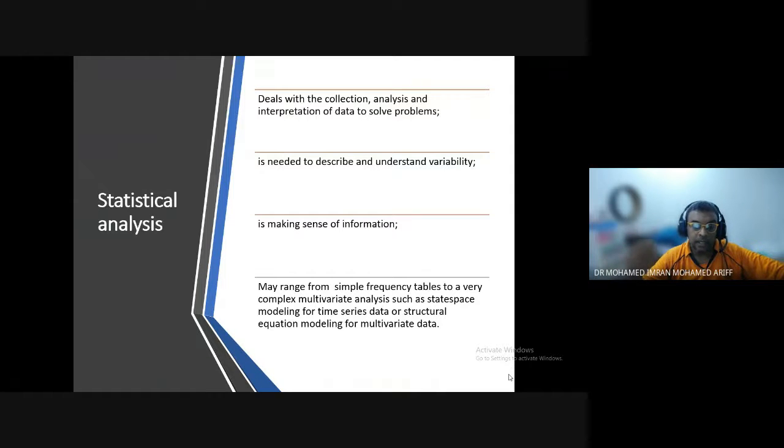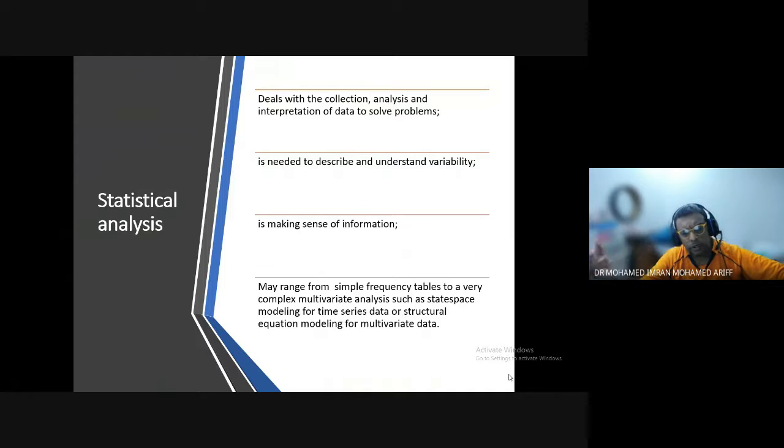Alright, but the data itself does not make sense, so you use some statistical analysis to make sense of the data. Right, and it may range from a simple frequency table to very complex multivariate analysis such as state space modeling for time series. Okay, so in statistical analysis you can get as simple as a frequency table. Okay, a frequency table, a normal table, the number of people in the category 30 to 35, how many there are. Okay, frequency table, that's very simple.